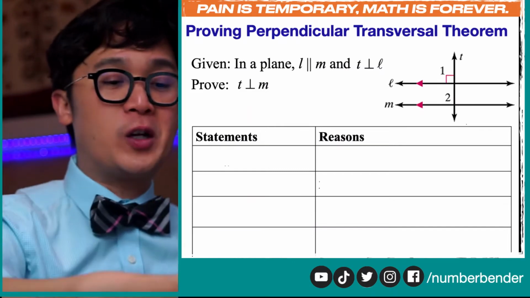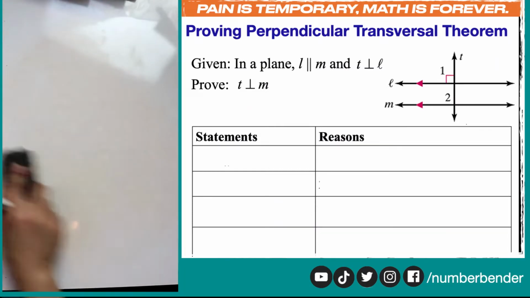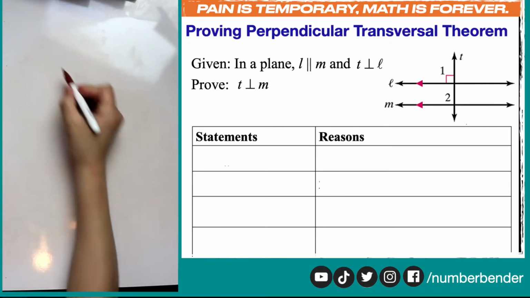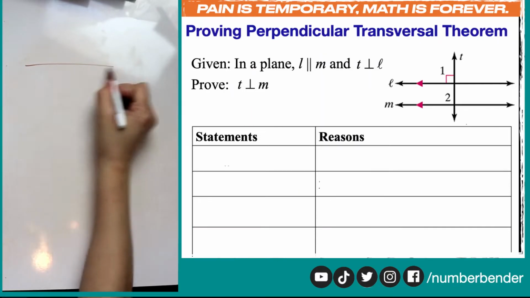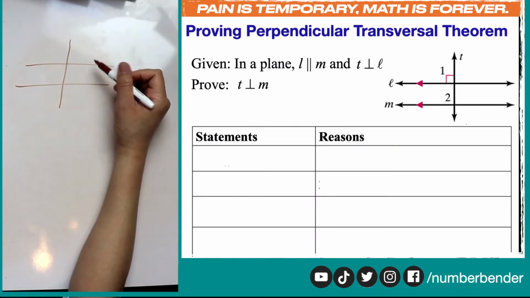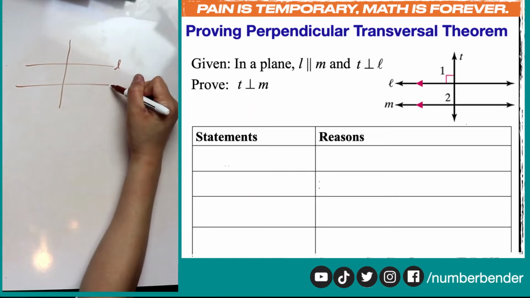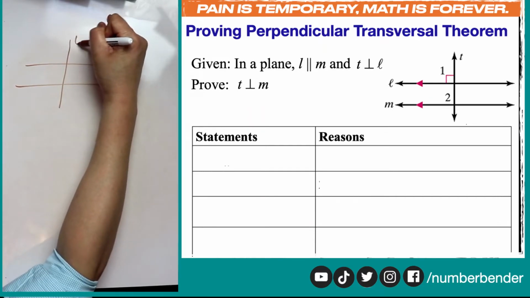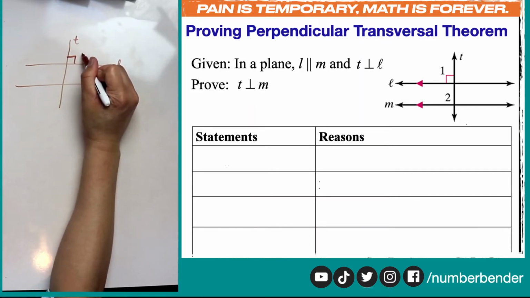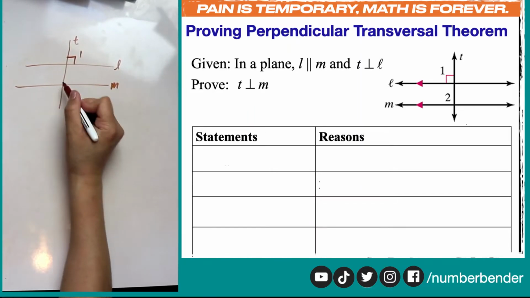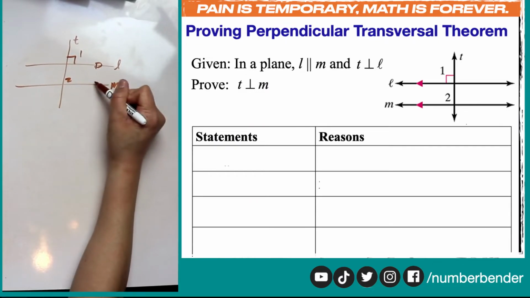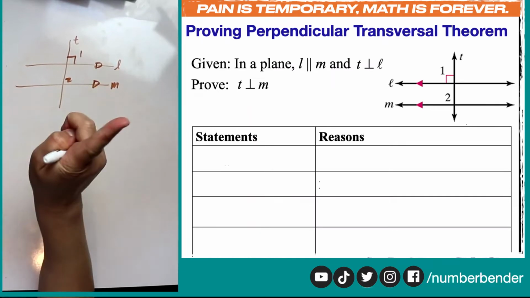So the first thing that we're going to be doing is, of course, just like what we always say when we are working with two-column proof, it's always easy to draw our figure. So in this case, we know that this is line L, and this is line M, and this is the transversal T. We also know that this angle 1 is a right angle because it's given, and this is just angle 2, and we know that L is parallel to M because it's also given.